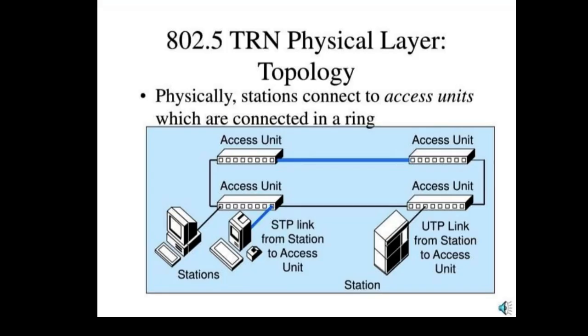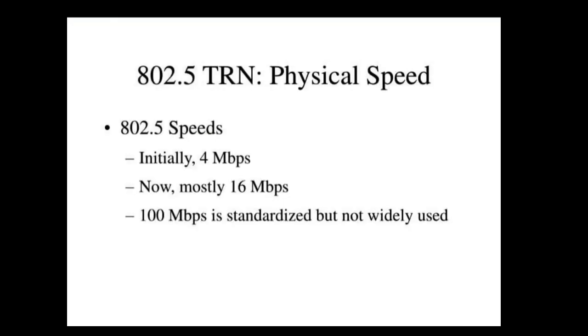Now let's move on to the token ring physical layer topology. Physically, stations are connected to access units, which are connected in a ring. All access units are connected to the main ring, and each station connects to its access unit with the help of an STP link. Token ring networks use two types of connectors: Type 1 IBM connector and Type 3 RJ45 connectors. Token ring physical speed: initially 4 Mbps, mostly now 16 Mbps. 100 Mbps is standardized but not widely used.